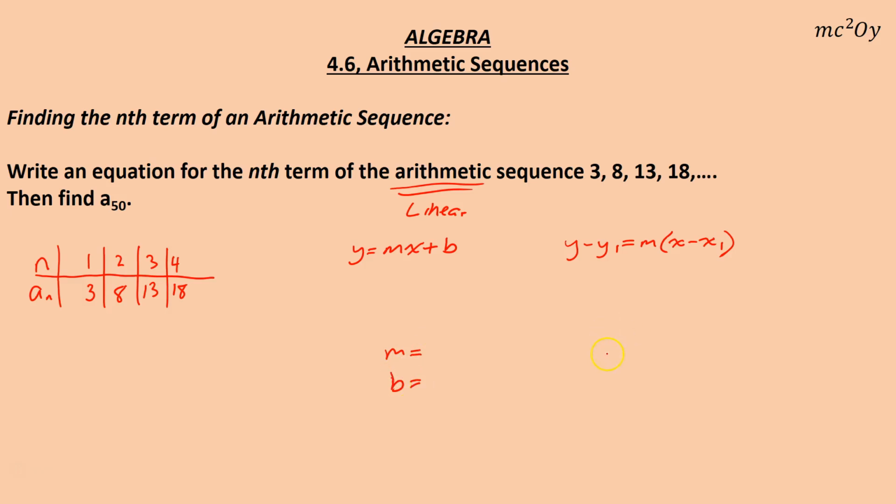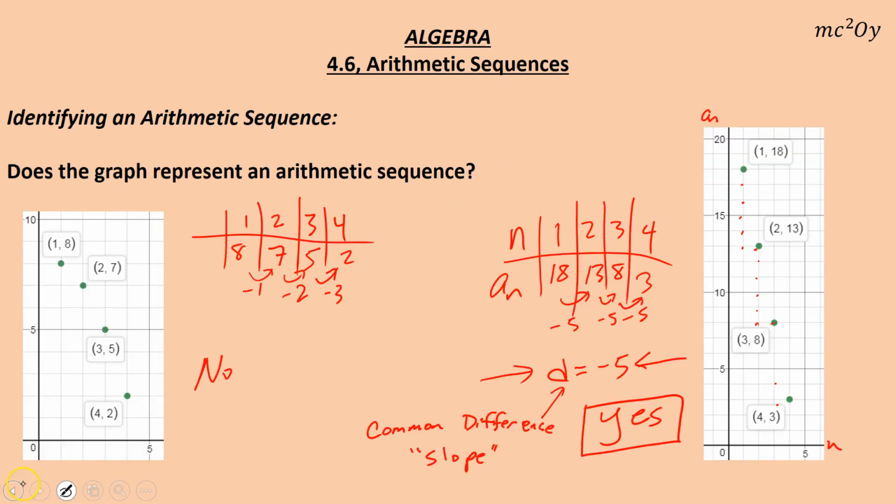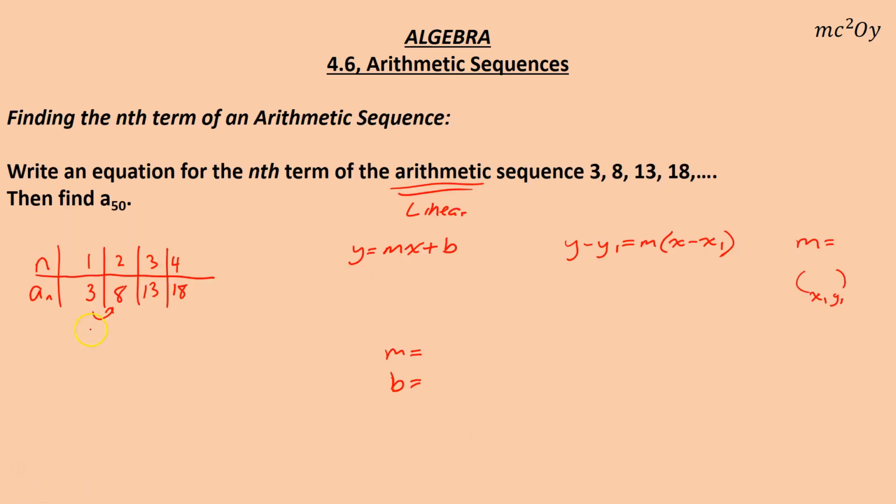To write one in point slope, I need to know m and a point, a coordinate, x1, y1. Well, I've got to know m no matter what, and I told you just a second ago that m is actually d, right? That's slope. Our slope is actually the common difference. So look, I'm going up 5, going up 5, going up 5, okay? So it looks like d equals 5, which means m equals 5. That's good to know.